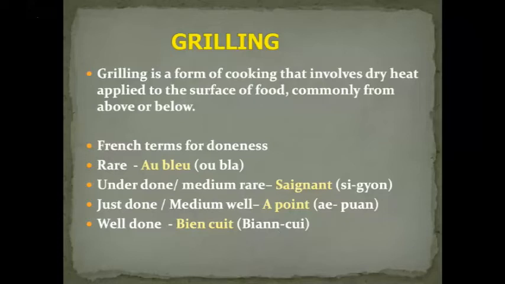So these are a few French terms for doneness of meats. Whenever you go to a steak house, the waiter who is serving you will definitely come and ask you, sir, how do you want your steak to be cooked? Then it is up to you to say, I want my steak to be medium rare, or medium well. And if you are in France, you have to say, I want my steak to be Saignant or steak à point. Then only they will understand how you want your meat to be cooked.